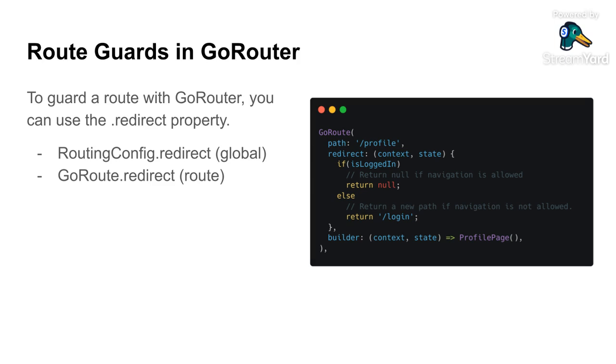In the code next to it, you can see an example. You can see that the profile path is restricted based on if the user is logged in. And you can see that if the user is logged in, it will return null, which means that GoRouter will continue the navigation. But if the user is not logged in, it will return a new path, which is the login path. And this will tell GoRouter to navigate to the specified path that you return.